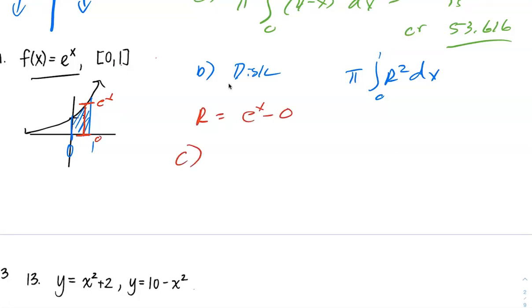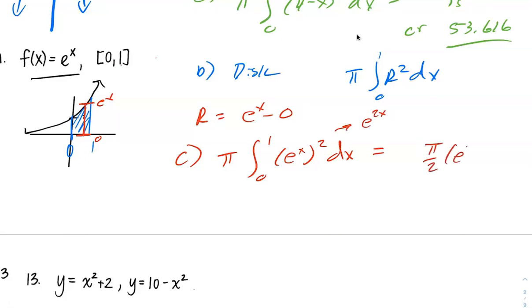So that makes my formula pi from 0 to 1 of e to the x squared dx. Or if you want, e to the 2x with the same thing. If you do it by hand, you get pi over 2 times e squared minus 1. Or on your calculator, you get 10.035.